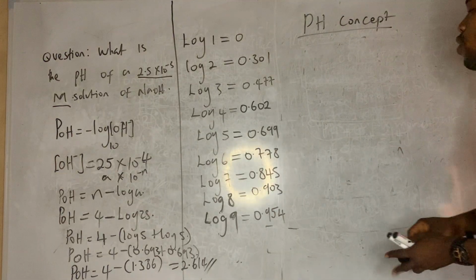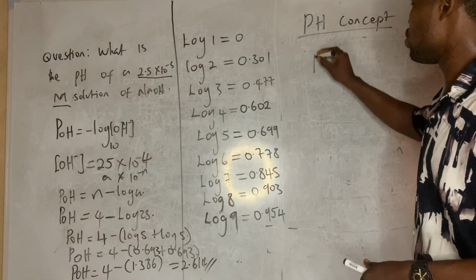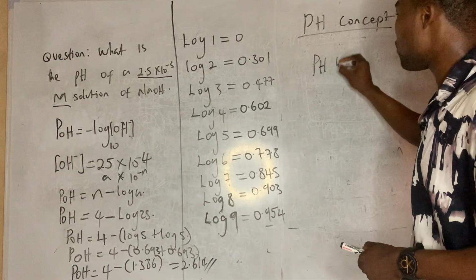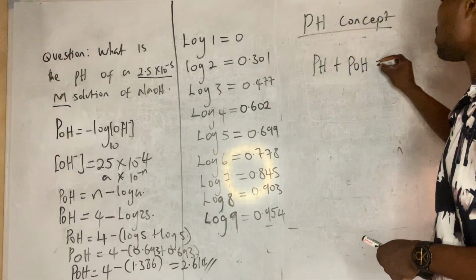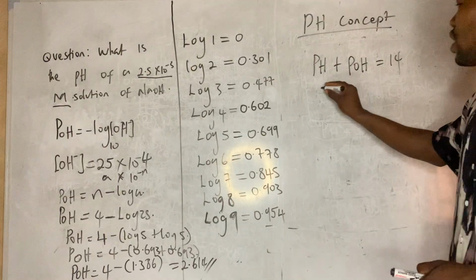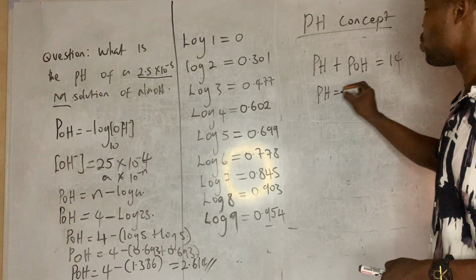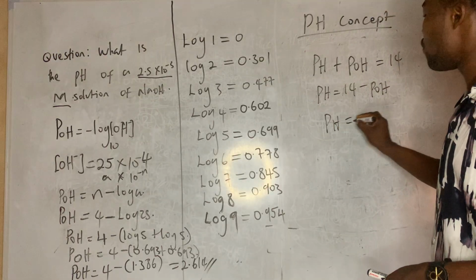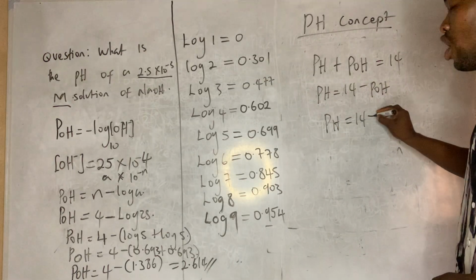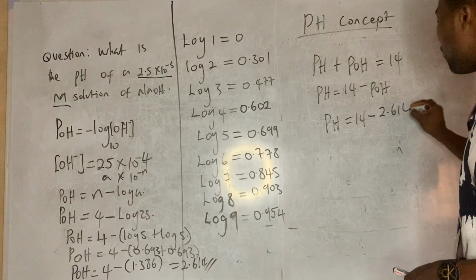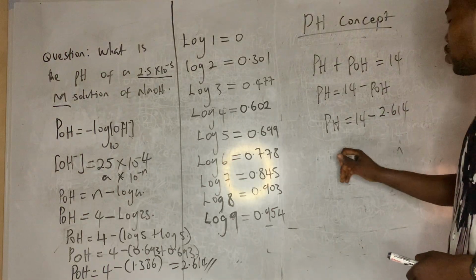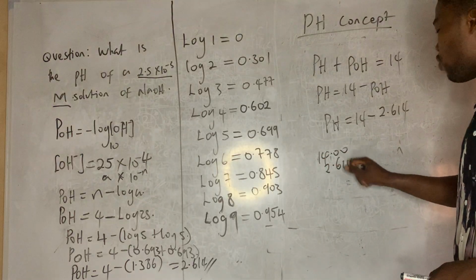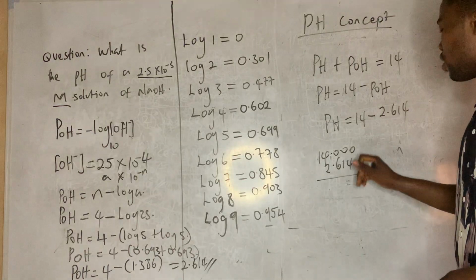Now, remember, I said earlier, you can take the video back if I haven't cleared the concept. pH plus pOH is equal to 14. Therefore, you can say that the pH equals 14 minus pOH. Still on that question, so pH is therefore 14 minus 2.614. You can also do that by substitution.